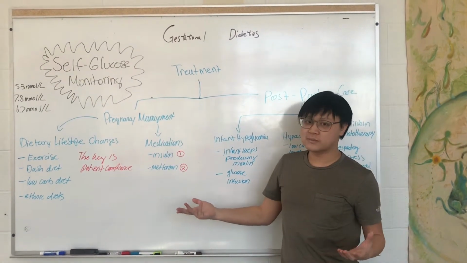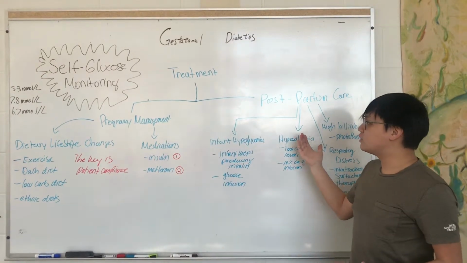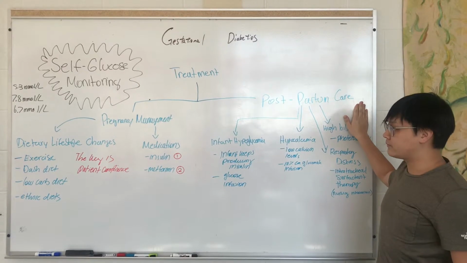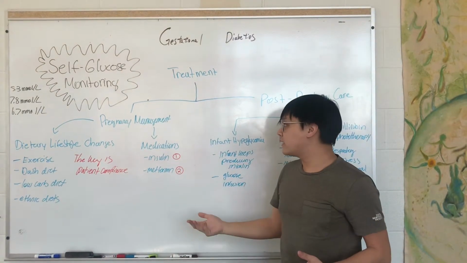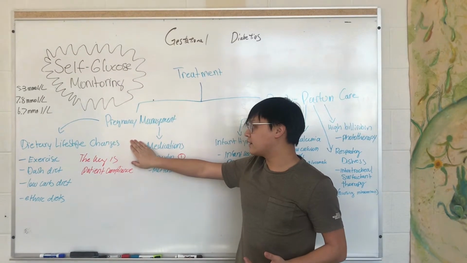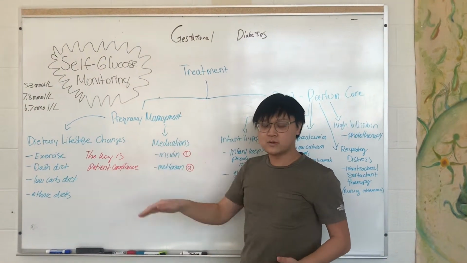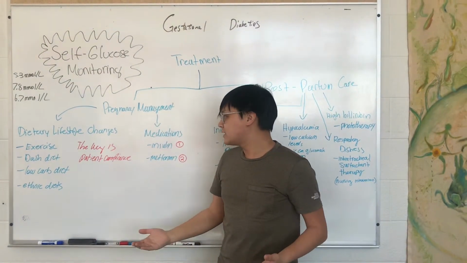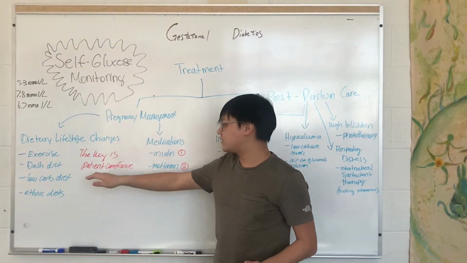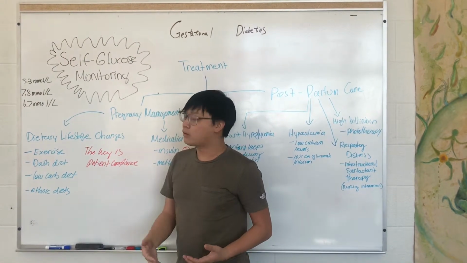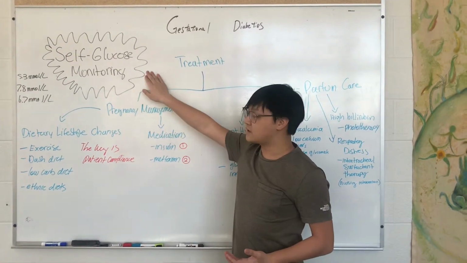So we split the treatments into 2 different sections. So it'll be pregnancy management and postpartum after the baby is born. So the first thing we'll always recommend for a new mother, in pregnancy management, we'll look at their dietary and lifestyle changes. So we tell them to do a little bit more exercise and change their diet up. So there are many different diets. There can be a DASH diet, low carb diets, ethnic diets. The importance is meeting the glucose self-monitoring goals.